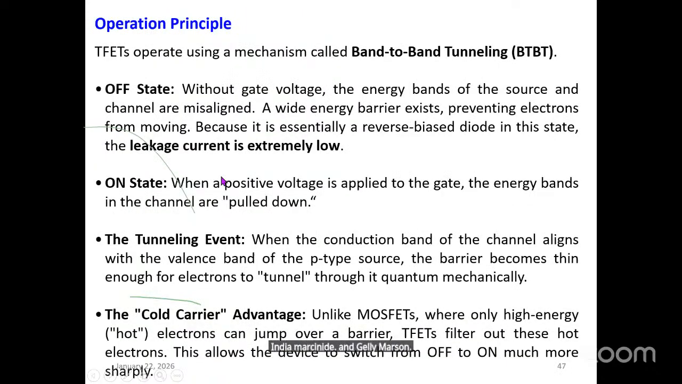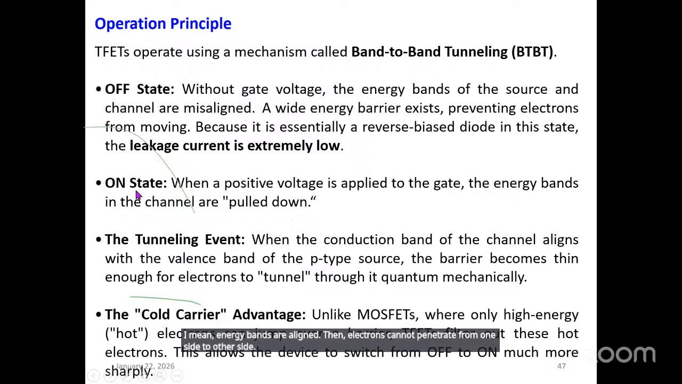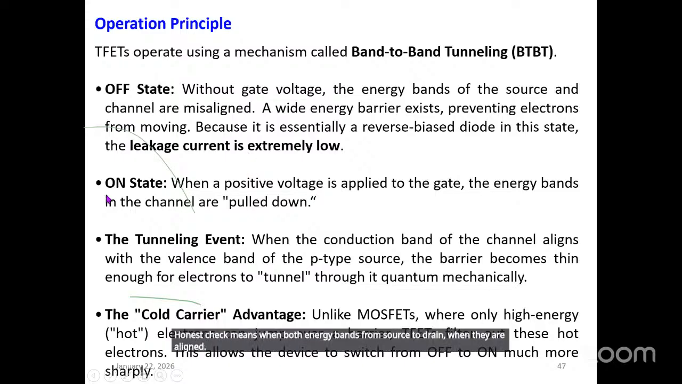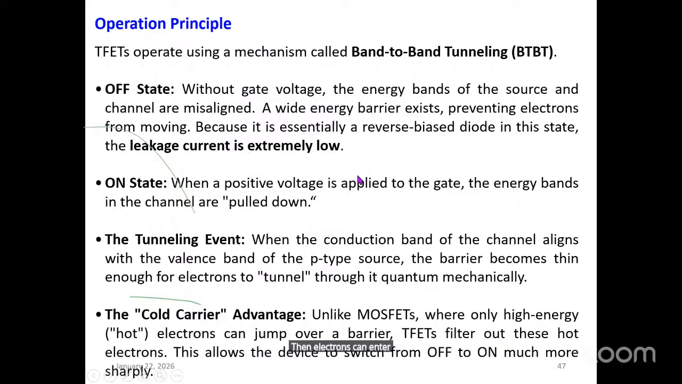The operating principle is band-to-band tunneling. Off-state means when there is no gate voltage, the energy bands of source and channel are misaligned, so electrons cannot penetrate from one side to the other side. On-state means when both energy bands from source to drain are aligned, then electrons can enter from source to drain very quickly. It's called the tunneling effect.